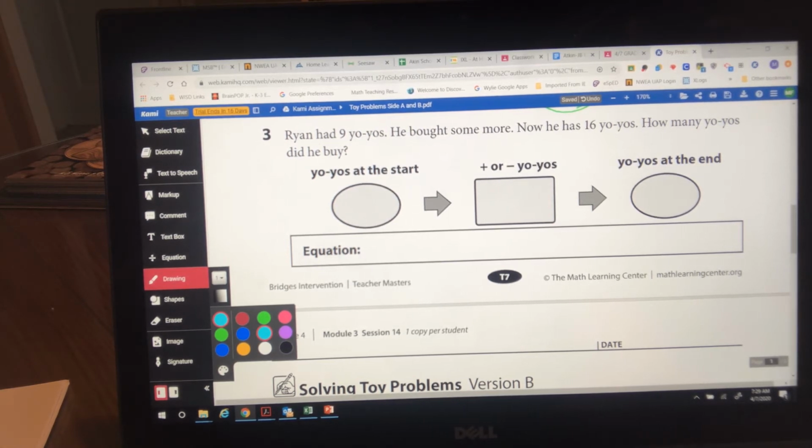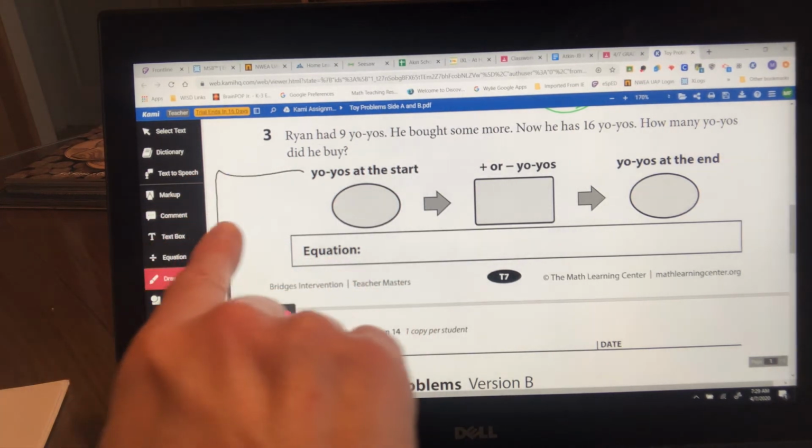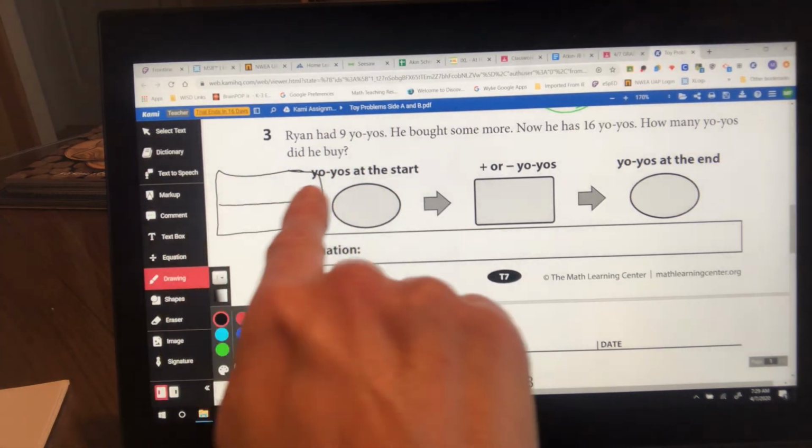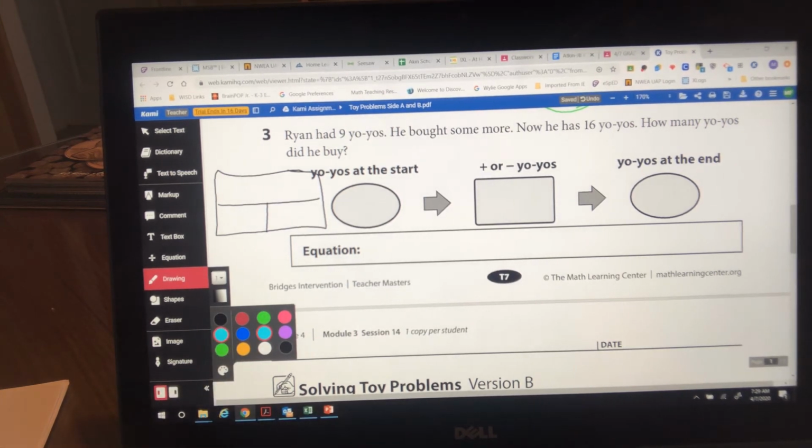Ryan had 9 yo-yos. He bought some more. Now he has 16 yo-yos. How many yo-yos did he buy? Well, I remember hearing in the story that Ryan had some yo-yos, and I saw him go to the store and get more yo-yos, and now he's got a whole bunch. So let's fill this out.